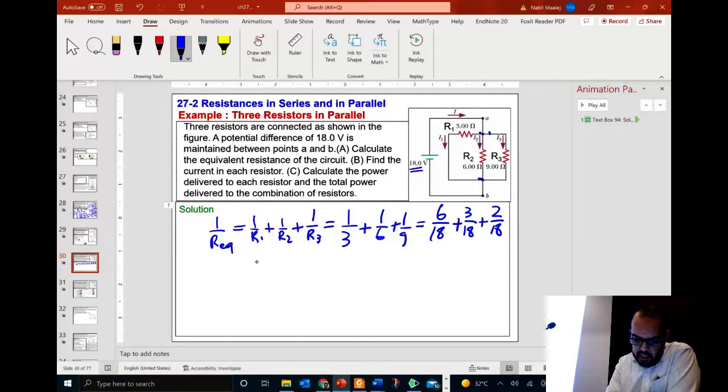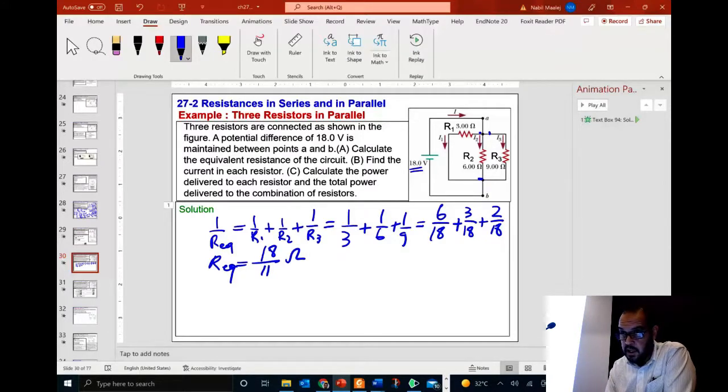So R equivalent is 18 divided by 11 ohms. Then find the current in each resistor. Since these resistors are in parallel, they all have the same potential difference, the same voltage. So we can determine the current.